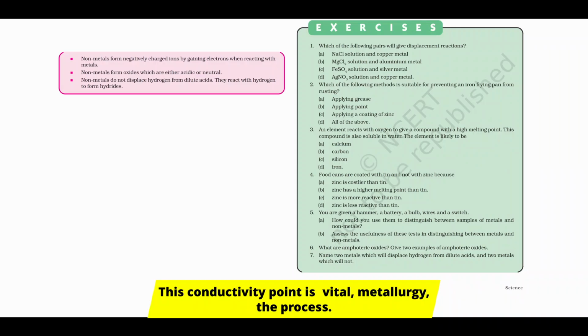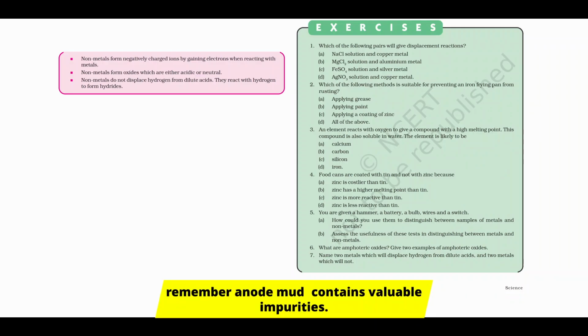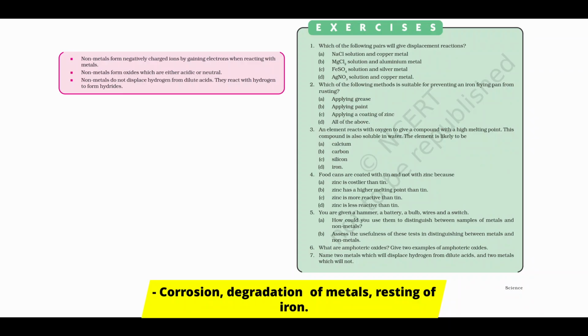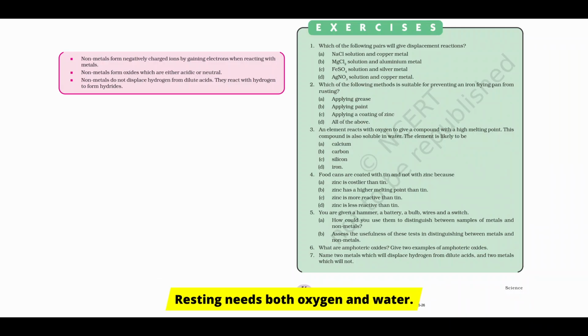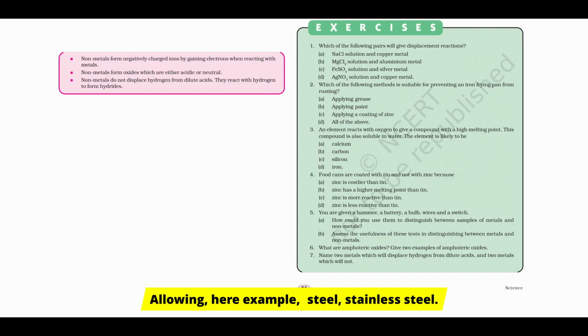Metallurgy, the process. Ore concentration, remove gangue. Extraction, based on reactivity. Simple heating for low, roasting or calcination, then usually carbon reduction for medium, electrolysis for high. Refining, usually electrolytic refining. Remember, anode mud contains valuable impurities. Concentration, extraction, refining, based on reactivity. Corrosion, degradation of metals. Rusting of iron. Rusting needs both oxygen and water. Prevention methods: painting, oiling, galvanization, sacrificial protection by zinc. Alloying, for example, steel, stainless steel. Remember the Delhi iron pillar example.